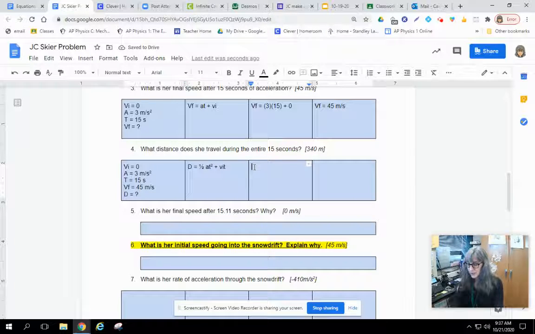Now I'm going to do my substitution. Whenever I have a half, I do 0.5 because it's easier to type that into a calculator. My acceleration is 3, my time is 15, and I'm going to be squaring that. So it's 15 squared, and then plus my vi is 0, and the t is 15. So this one I can't do in my head. I'm going to need a calculator.